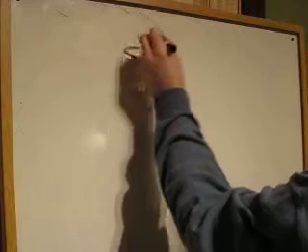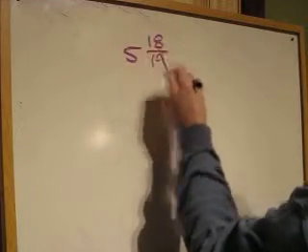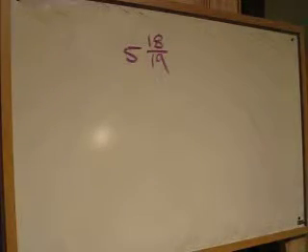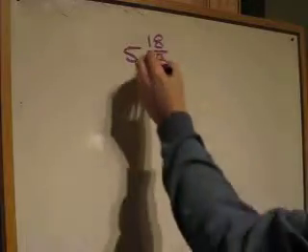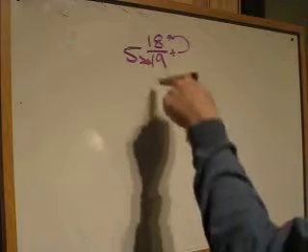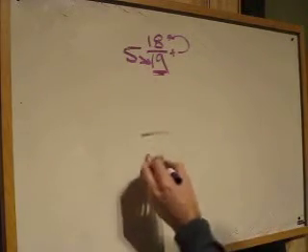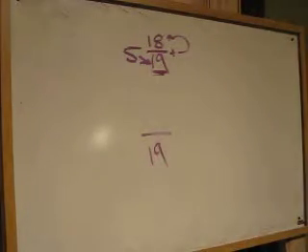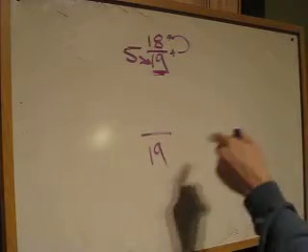So we have, let's look at number 10, 5 and 18 over 19. That one is not going to be a pleasant one, but the method is still the same. 5 times 19 plus 18, and then that answer will be over 19. So we know 19 is going to be in our denominator position. We just have to find out what to put in the numerator.